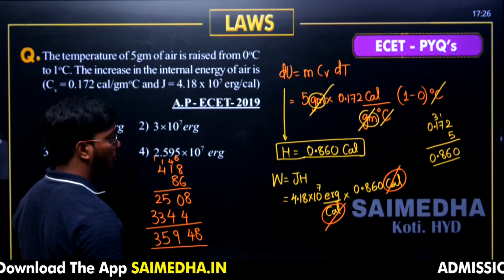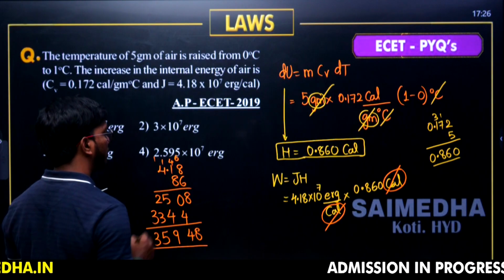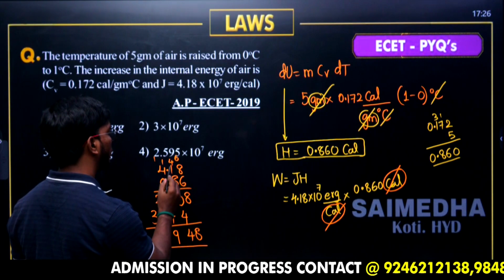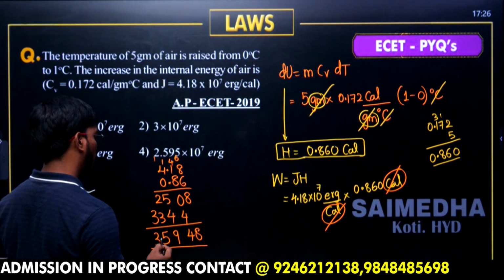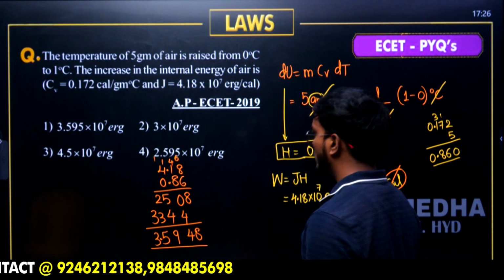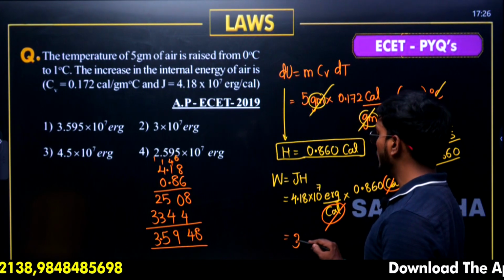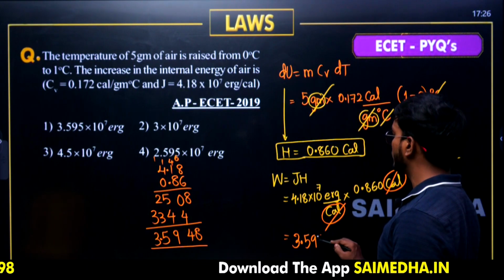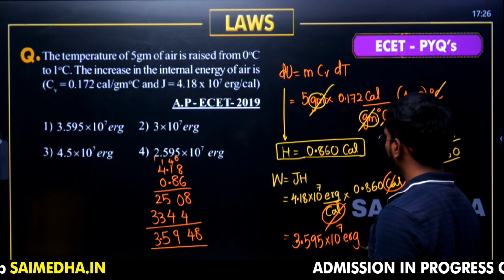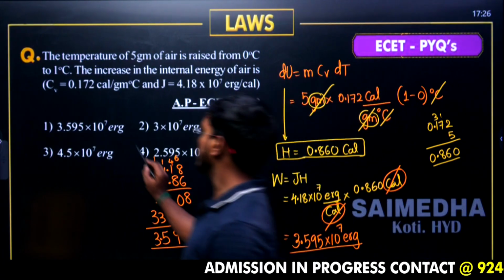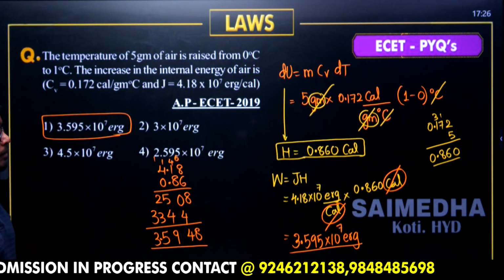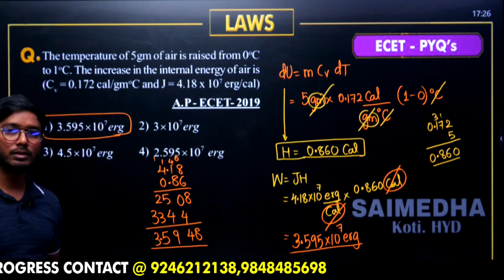Okay, so if you want to take the units now, 4.18 and this is 0.86, so 1 2 3 4, 1 2 3 4, 3.595 into 10 to the power of 7. So this is going to become your final answer, 3.595 into 10 to the power of 7 ergs. Be careful with the units in the examination. So this is your answer. Go through it. Okay, moving on to the next question.